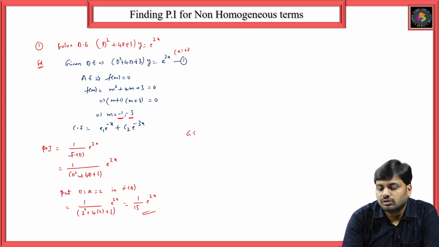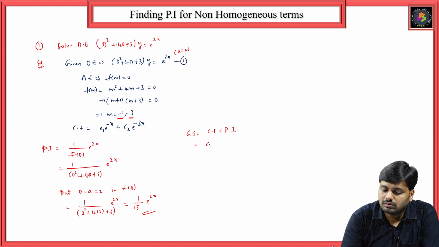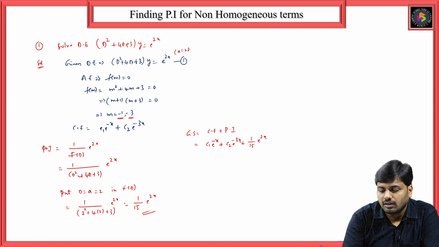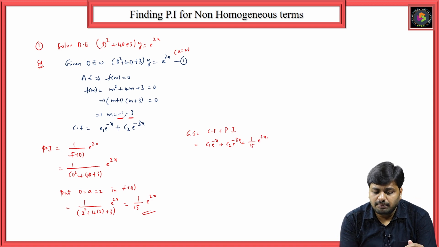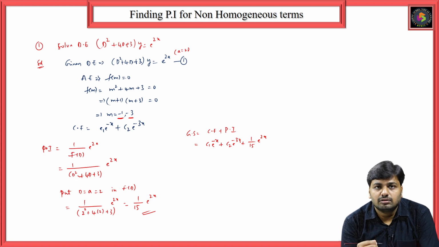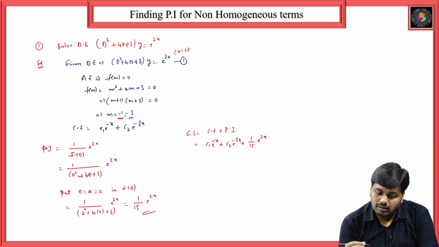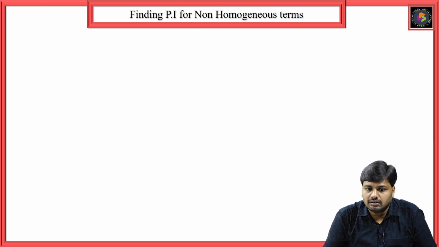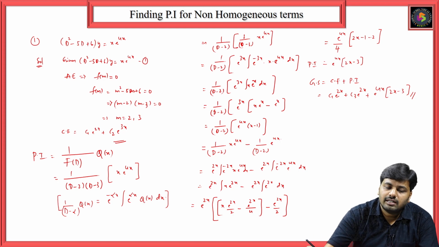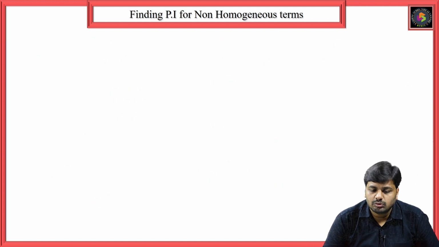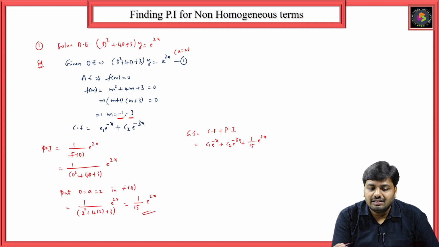Therefore the general solution of this problem will be CF plus PI. We already know the CF: C1 e power minus x plus C2 e power minus 3x plus 1 by 15 of e power 2x. See how many steps we reduce by knowing the special cases. Let us see that the same problem can be solved by the previous generalized method, and see how much difficulty there is. Because of that reason, these special cases were generated to evaluate problems easily.